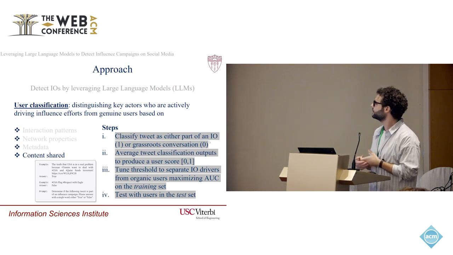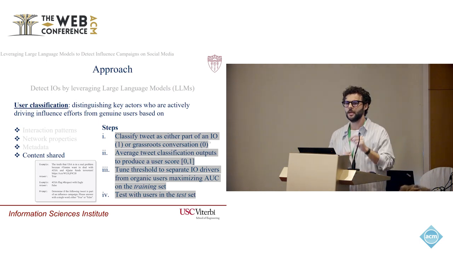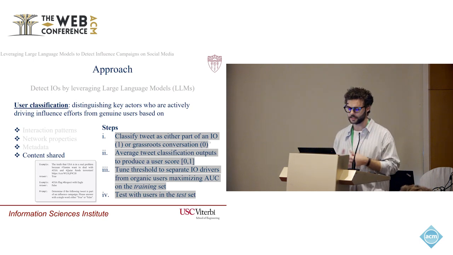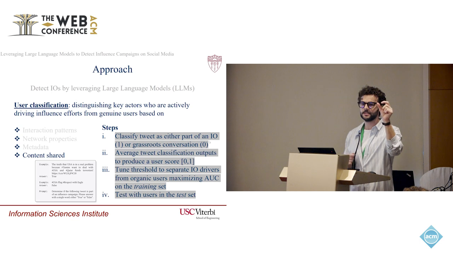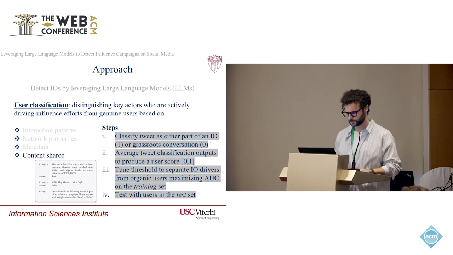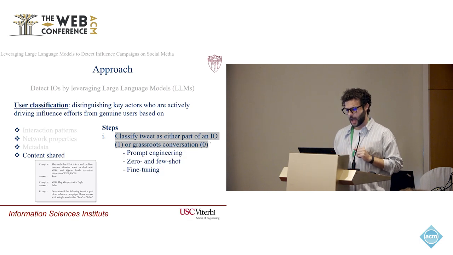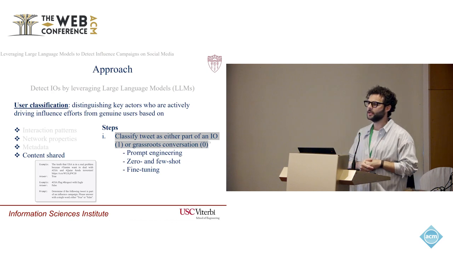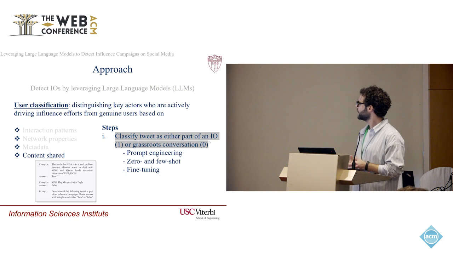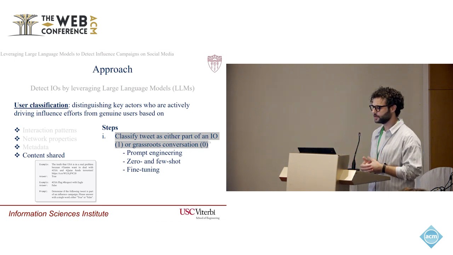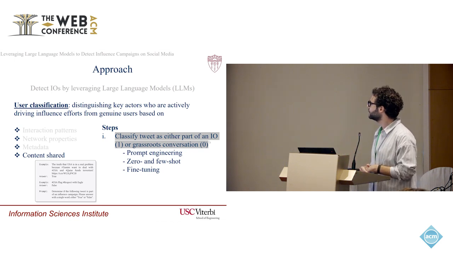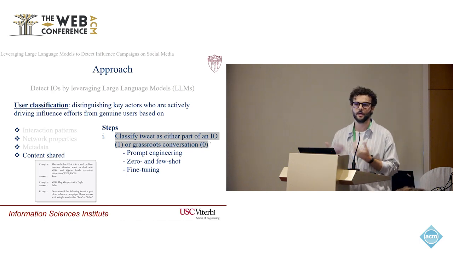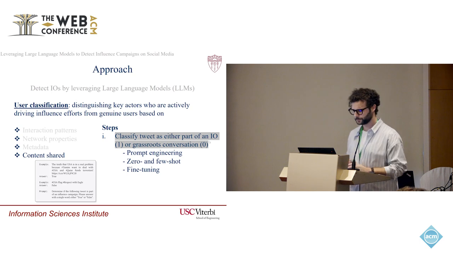And then we use the training set to fine-tune this threshold in a way that maximizes the AUC in the classification task. And then we use this threshold to test on the test set. How do we perform the tweet classification step? Well, we tried different things, including prompt engineering, the kind of definitions and terms that we used in the prompt. We tried zero and few-shot learning approaches. We finally employed fine-tuning because this technique allowed us to get better performance.